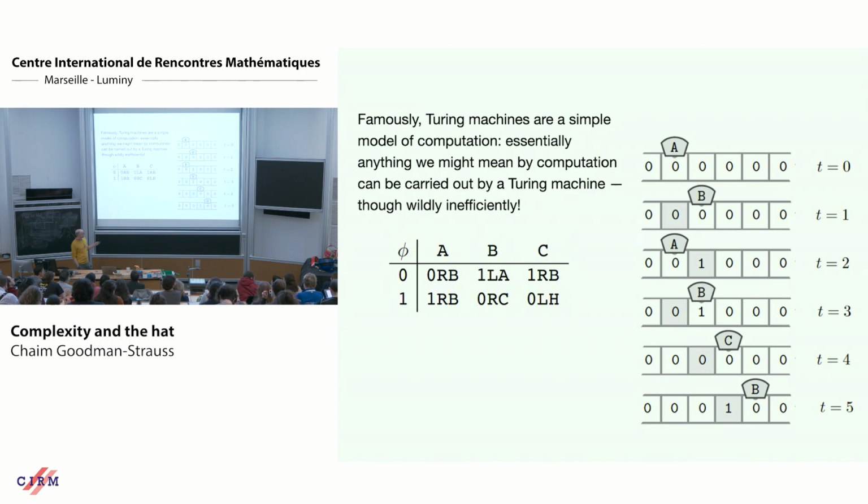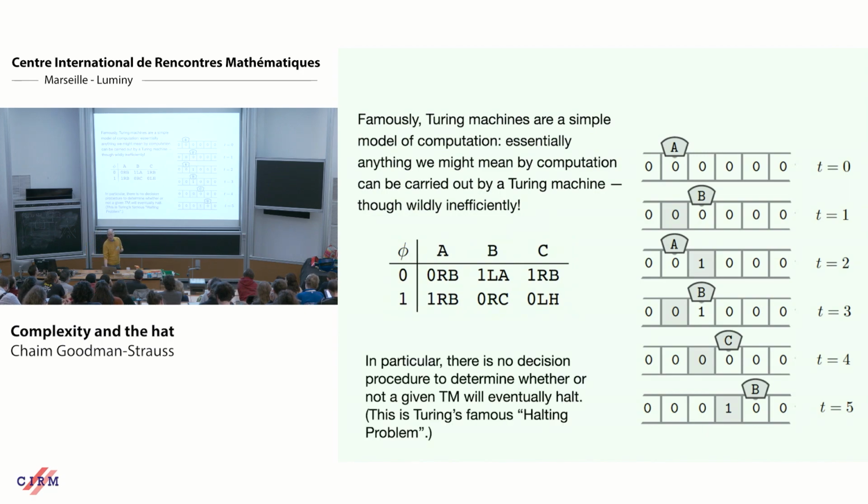We're on an infinite tape, and at every moment the head is at a given state, at a given position, and that determines what it reads. B0 tells us to write a 1 on the tape, move to the left and go into state A. There might be some state that just has no transition, a halt state, in which case that's it. And famously, there's no decision procedure to determine if we ever reach this halt state.